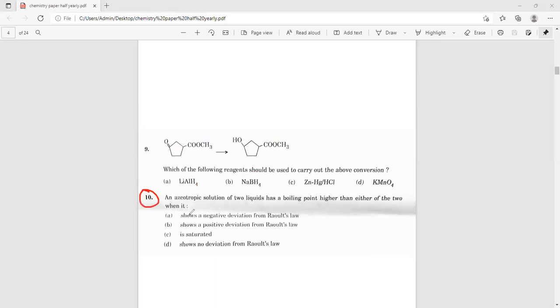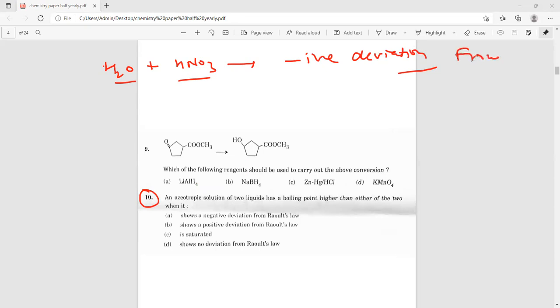And in case of the 10th question, the azeotropic solution of two liquids has a boiling point higher than either of the two. Right? Suppose the example is water plus nitric acid, HNO3. This is the example of negative deviation from Raoult's law. Clear? This is the right answer.